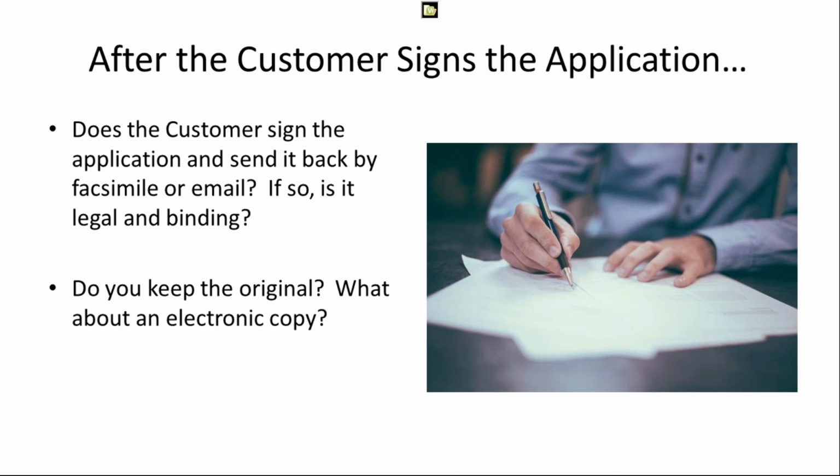Obviously, most contracts aren't notarized, though some of your contracts might be. But even if it's electronic, email, fax, text, all that stuff, that is enforceable. You just got to be able to show it and prove it in the format that you got it back in. So do you keep the original? We've talked about this over the years.